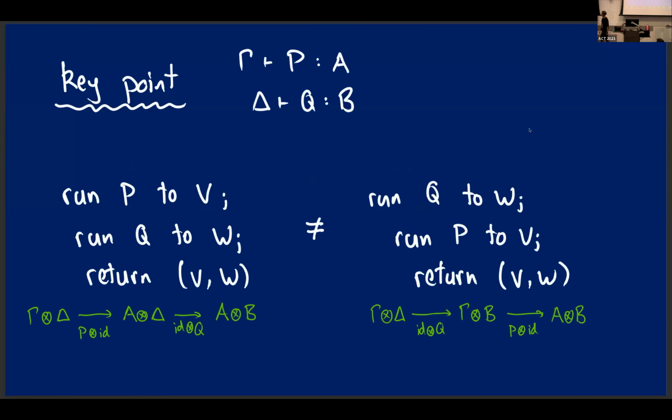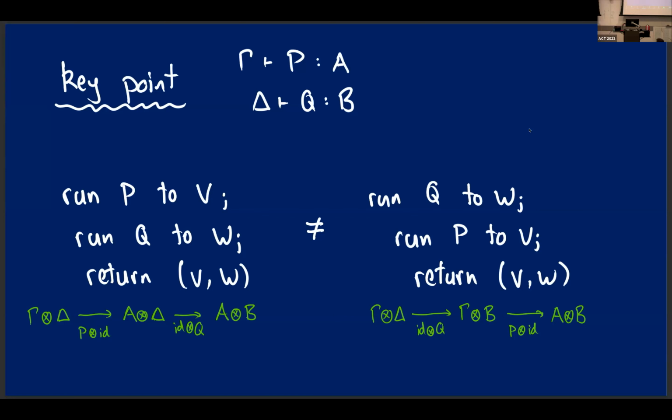More generally, if I've got programs P and Q that take in some variables gamma and some variables delta and give you back A and B respectively, then I can do two different things. The first thing: I run P, and it maybe does some interaction with the world, but it gives me back some V. And then I run Q, and it does some interaction with the world, and it gives me back W. So maybe it gives you back 2 and 3 or something like that. And then I give back to the user or the rest of the program this pair of values, V and W.